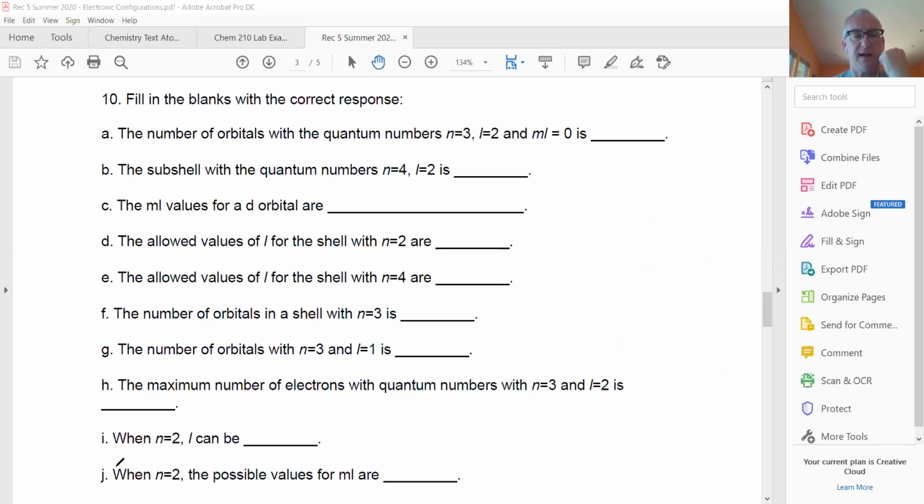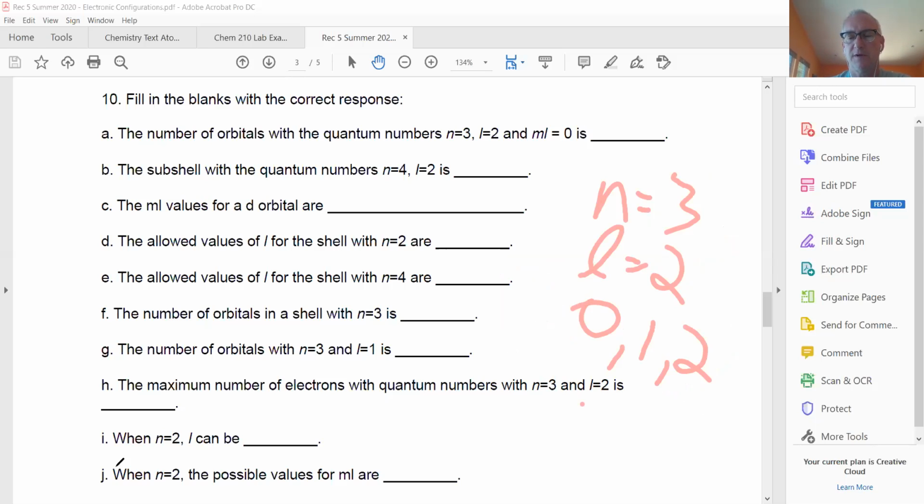So, number of orbitals in a shell with n equals 3. How many orbitals in n equals 3? So what subshells do we have? L has a maximum value of 2, so we have 0, 1, and 2. In other words, we have S, P, and D. How many orbitals in S? 0? No, 1, sorry. 1.